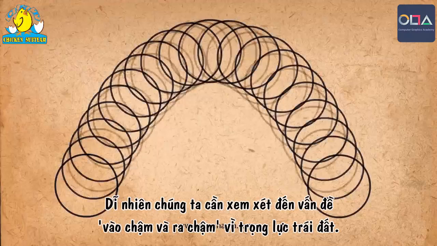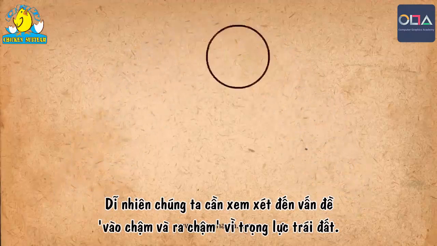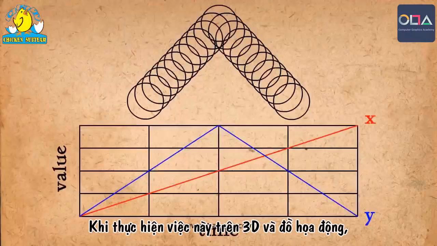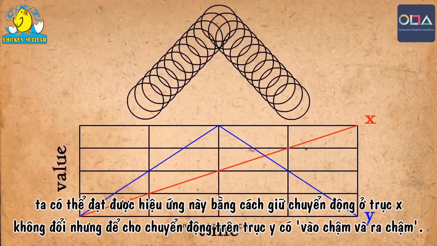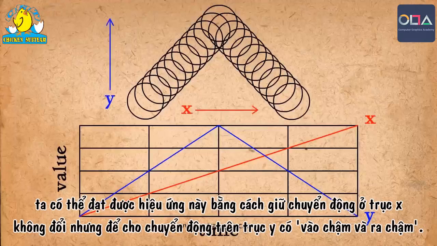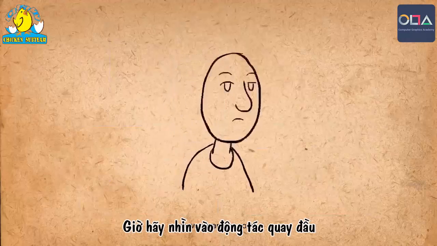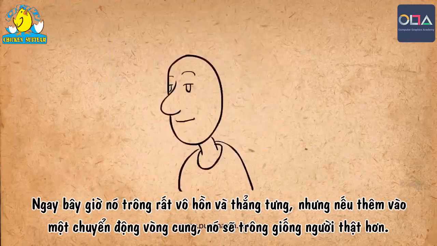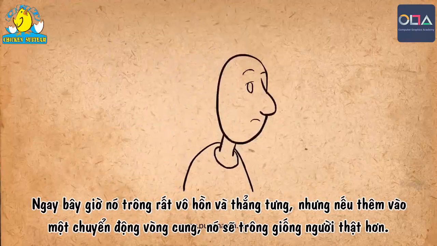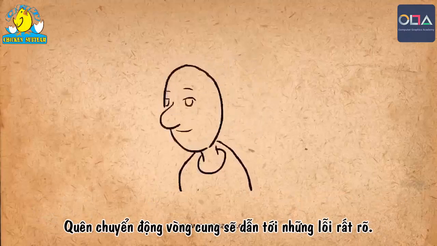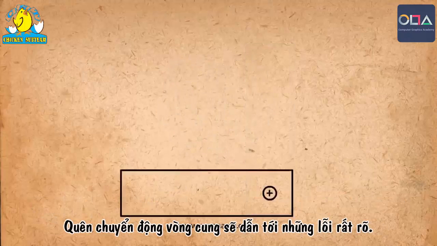Of course, we also need to consider the slow in and out caused by gravity. When doing this in 3D and motion graphics, we can achieve this effect by keeping the movement in the x-axis constant, but giving the movement in the y-axis a slow in and slow out. This will give the ball its arc. Now let's look at this head turn. Right now it looks pretty dull and straight, but if we add an arc to it, it gives it a little bit more character.